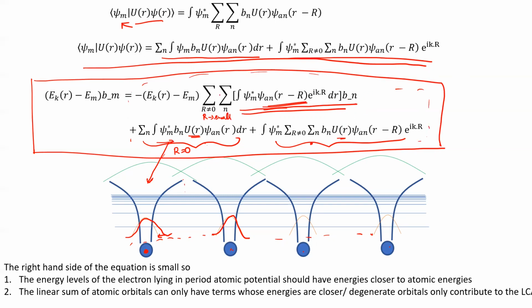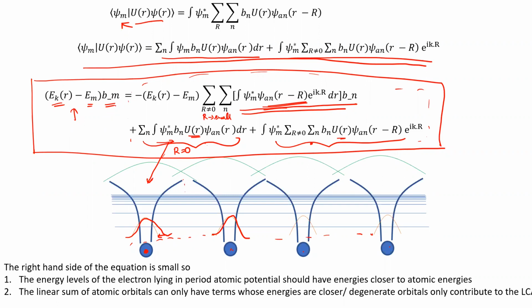So what it means is, Em is the energy of the atomic orbital and Ek is the energy of the wave function. If Bm is non-zero, that means that you're talking about an orbital which contributes to the electron wave function overall in the crystal. That's why Bms are the coefficients of the atomic orbitals which contribute to the electron wave functions in the crystal. If this is non-zero, Ek minus Em must be small. What it means is the energy values are very close to the atomic energy values.